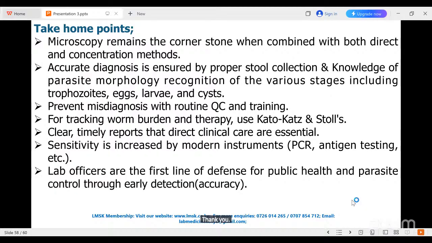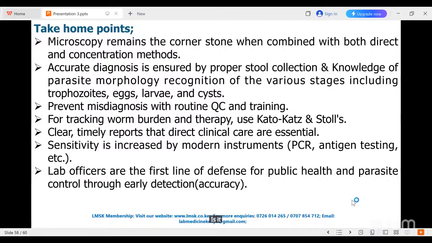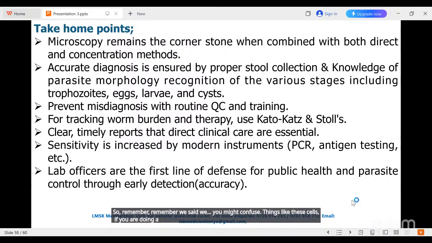Another question. Let's look at it. There is Harrison Jeru, and he is asking: is it significant to report yeast cells in stool analysis under the microscope? Maybe you can guide us, Mr. Hosea, on that. So remember we said you might confuse things like yeast cells, if you are doing a stain preparation, with parasites.